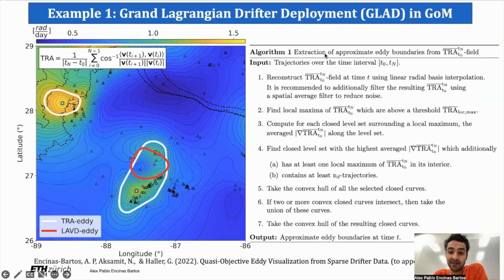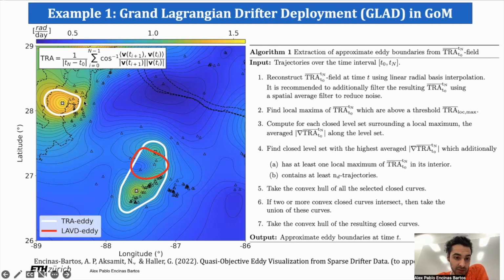is given by the fact that you need to decide on the local maximum. And of course, whenever you look for local maximum in a region, there is always some thresholding associated to it. And the second parameter is this number of trajectories which you want to be inside an eddy. And generally, this ND has been set for all the examples in the paper to 2. So we generally require at least 2 drifters to be inside an eddy.